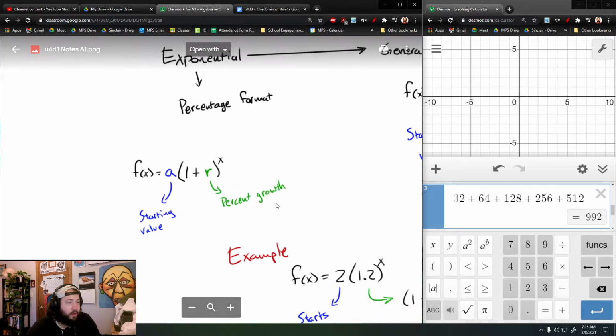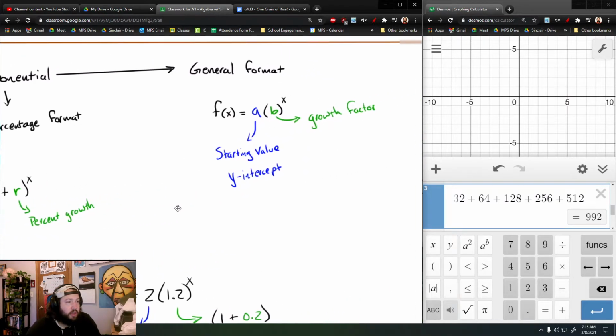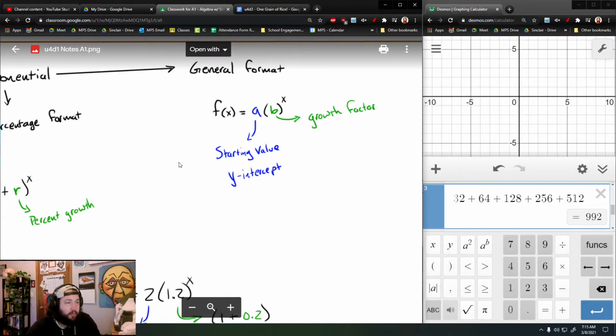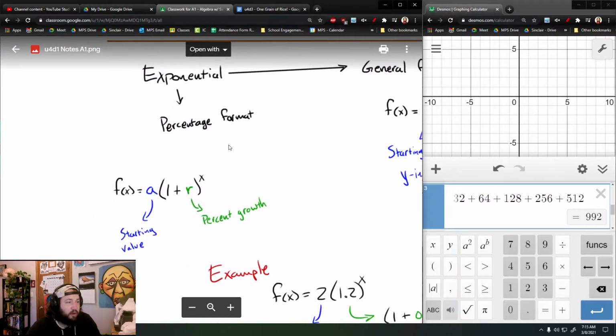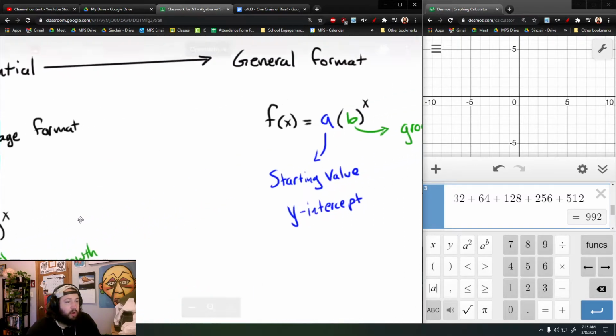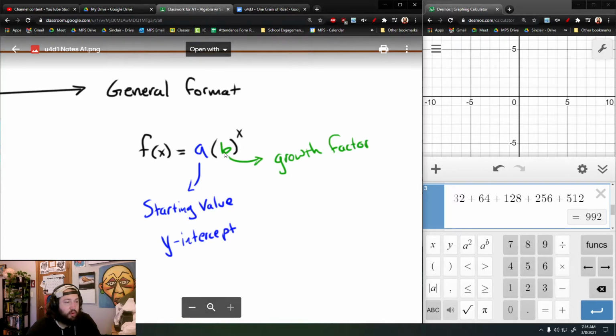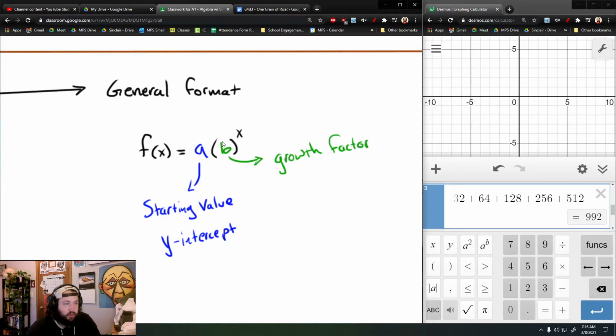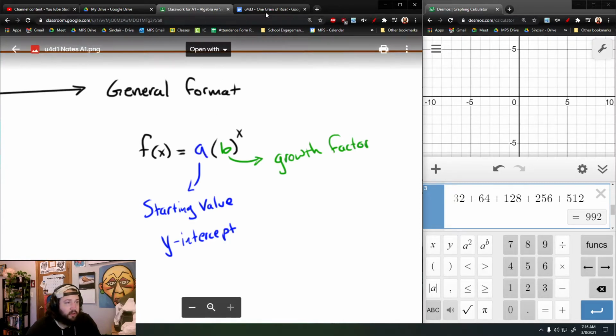All right, so we could choose either the general format or the percentage format. And if I'm doubling it, that means I'm growing by 100%. So this would be 1 plus 1, or 2. Or if I wanted to use it here, my growth factor would be doubling, so I would just put a 2 in here. And then my starting value is 1.